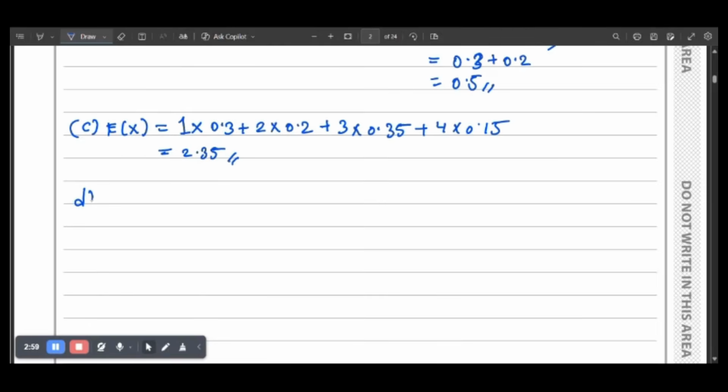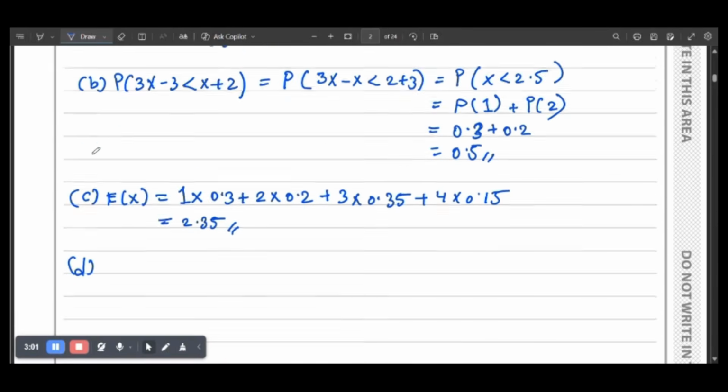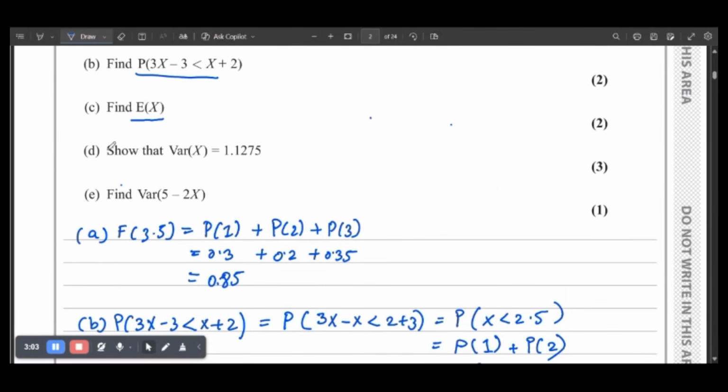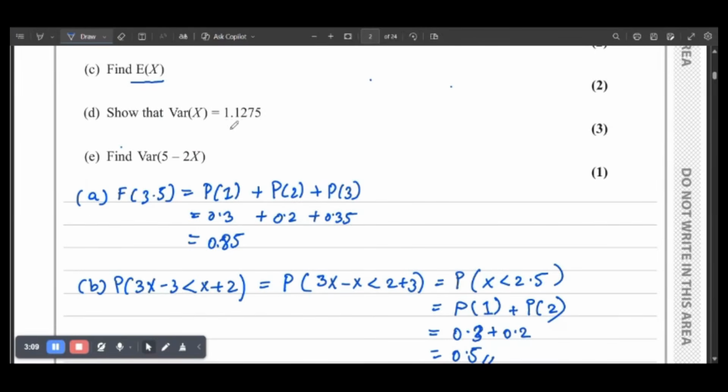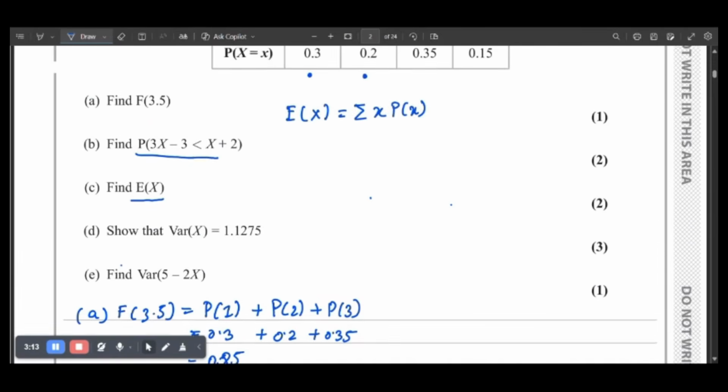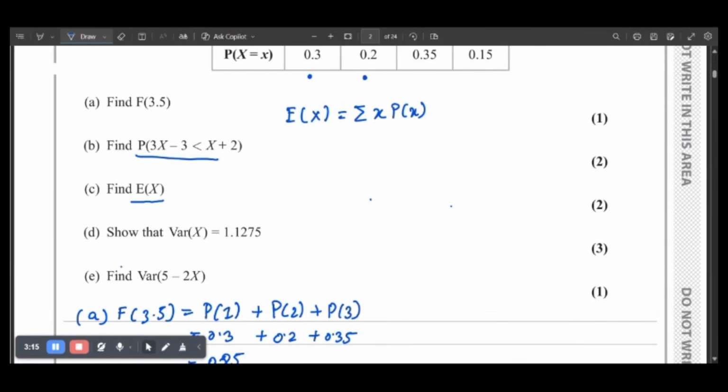For part D, we have to show that the variance of our variable x is equal to 1.1275. As we are asked to show that the variance is equal to 1.1275, what we can do is separately calculate the value of variance and then compare it with the one given in the question.